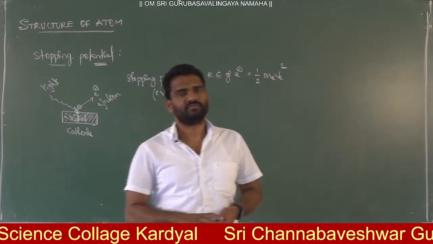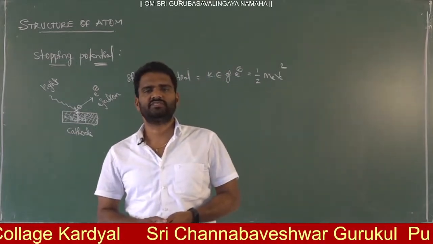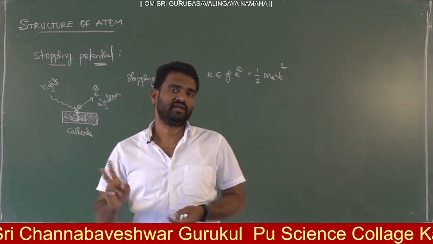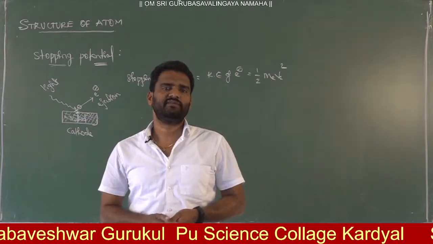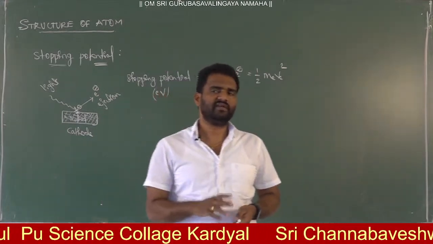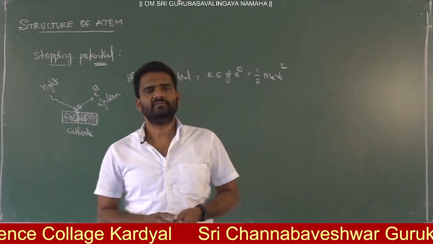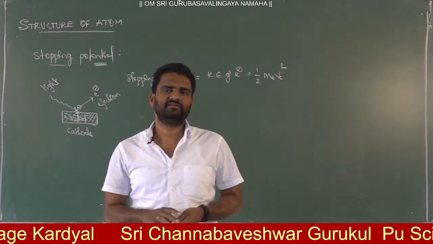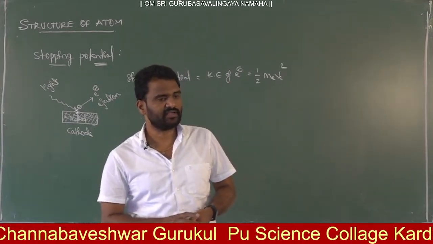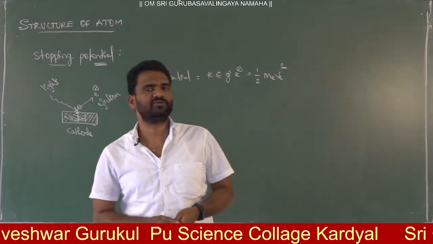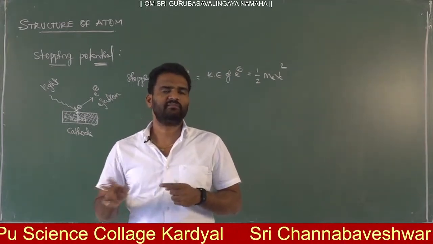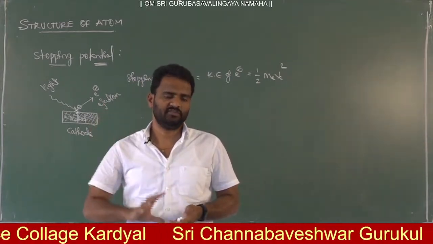Next, isotones. What are isotones? Isotones are species having the same number of neutrons, but differing in mass number and atomic number. Example: carbon 13 has how many neutrons? 13 minus 6, that is 7. In the same way, nitrogen 14 has 14 minus 7, which is 7. So both have the same number of neutrons, but their mass numbers and atomic numbers are different. These are said to be isotones.